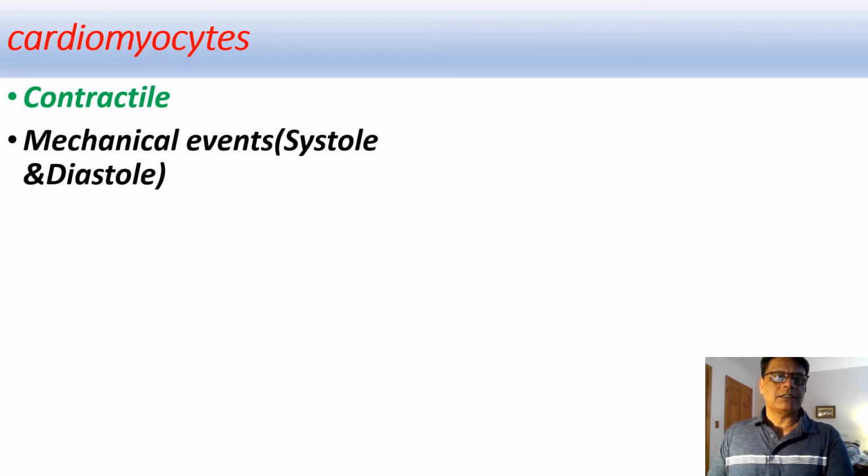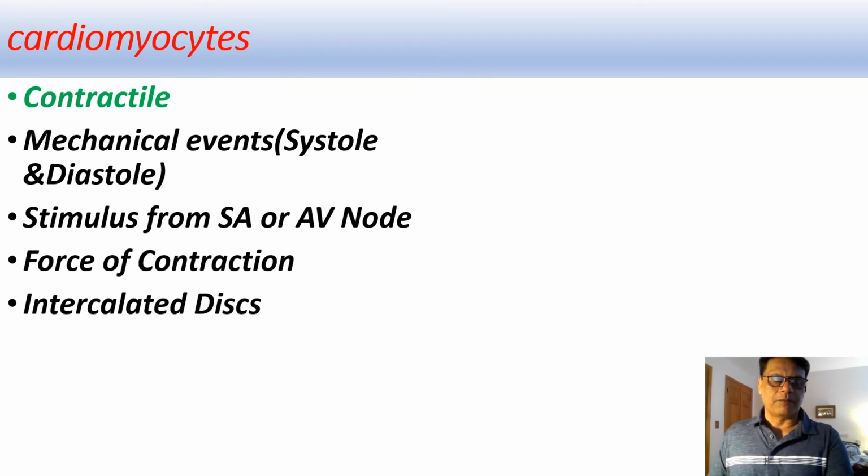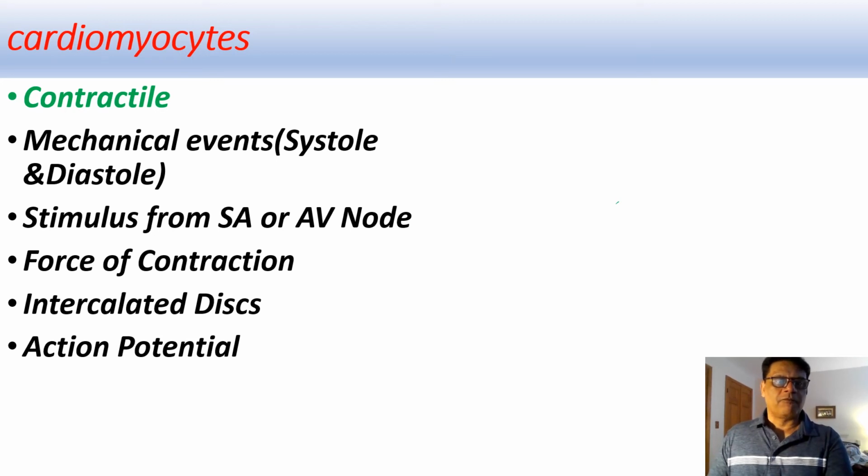We discussed cardiomyocytes, that there are two types of cells, contractile. They are related with the mechanical events. Mechanical events mean systole and diastole, and they get their stimulus from sinoatrial node and atrioventricular node. Their main objective is to produce force of contraction, and they are connected with each other by intercalated discs. This is one cardiomyocyte, the other cardiomyocyte, and between these there is an intercalated disc. They receive action potential from SA and AV node, and actually the action potential is their stimulus to contract.